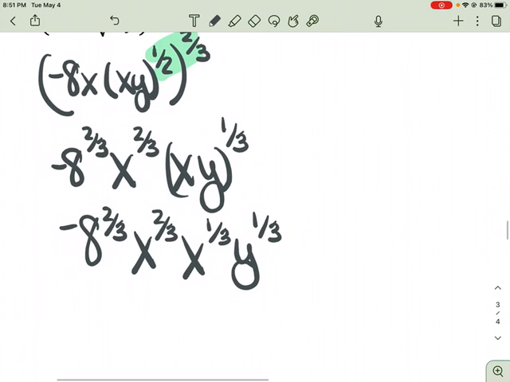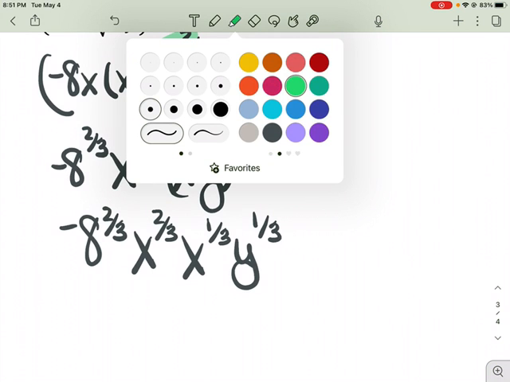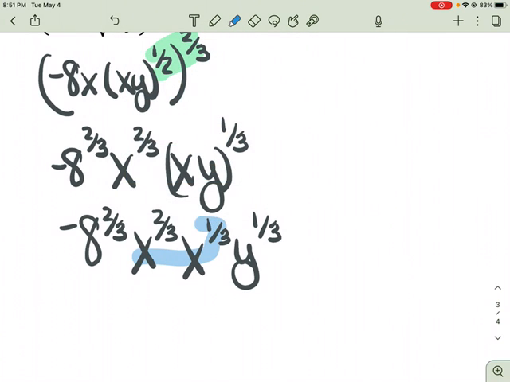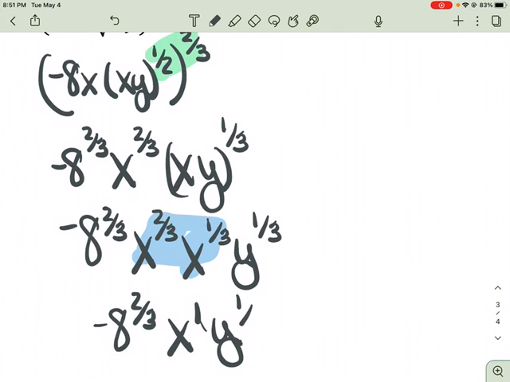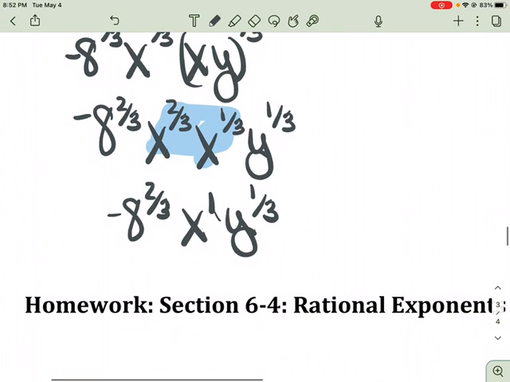Okay, can we do anything? Well, these guys, the x's, can be added together. The base is already the same, so we can just add our exponents. And the denominators are the same. So negative 8 to the 2/3, x to the 3 over 3, which is 1, y to the 1/3.